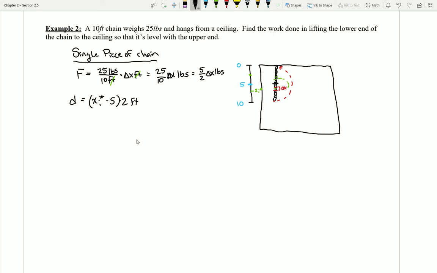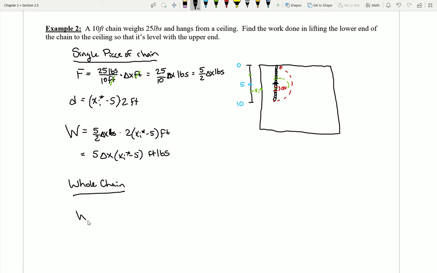So this is a little bit more of a complicated distance calculation, but once I have these, my work becomes easy. Notice again, this is work for a single piece of chain. And so I'm going to have 5 halves delta x pounds multiplied by, and I'll put the 2 out in front here, 2 times xi star minus 5 feet. For a grand total of, let's see, the 2's cancel, and I have 5 delta x times xi star minus 5 foot-pounds. So now I can think about what's going to happen with the whole chain.